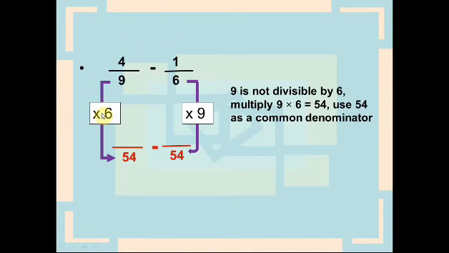And because 9 multiplied by 6 equals 54, and 6 multiplied by 9 equals 54, also we multiply the numerator here 4 by 6 and 1 by 9. 4 multiplied by 6 equals 24, and 1 multiplied by 9 equals 9. And now we add the two fractions. The denominator is the same, 54, and we add 24 plus 9 equals 33.